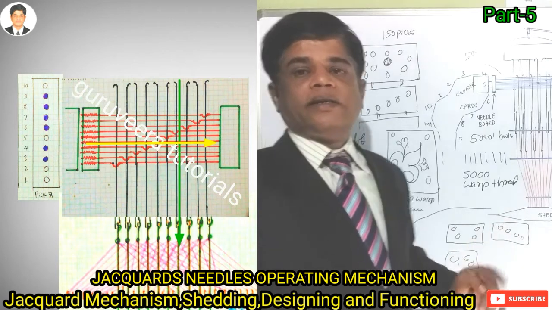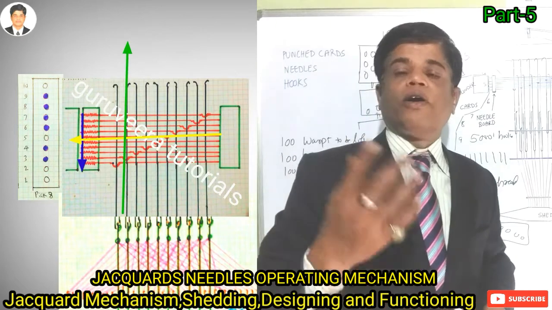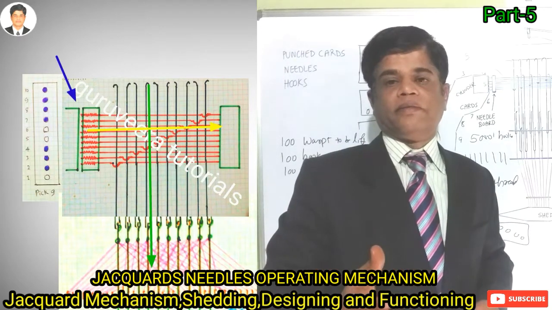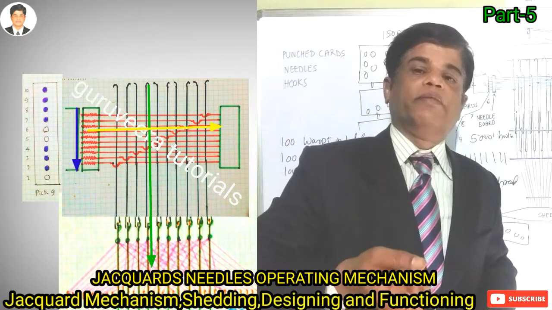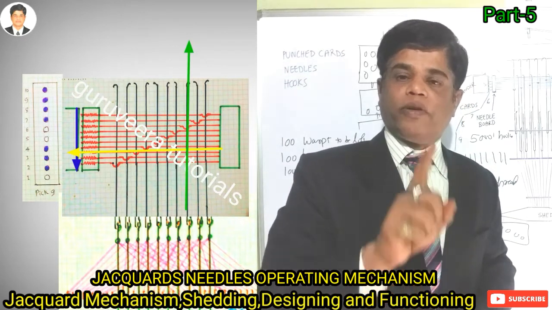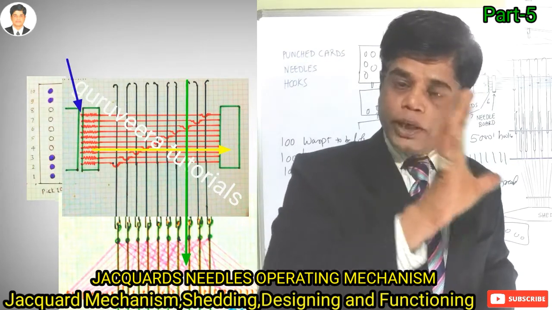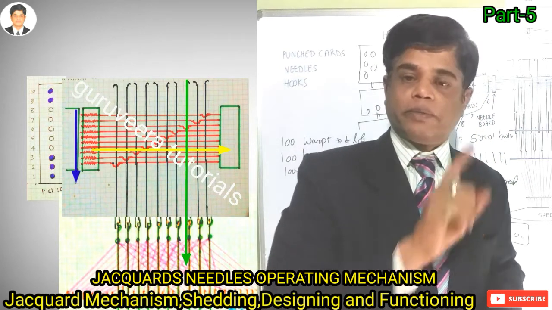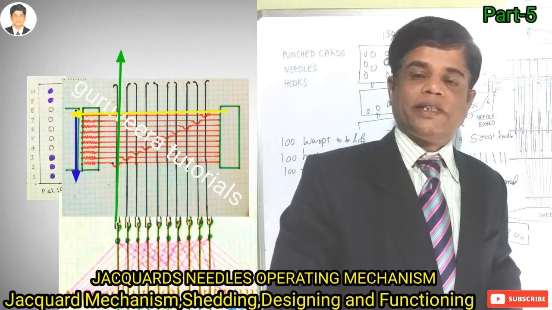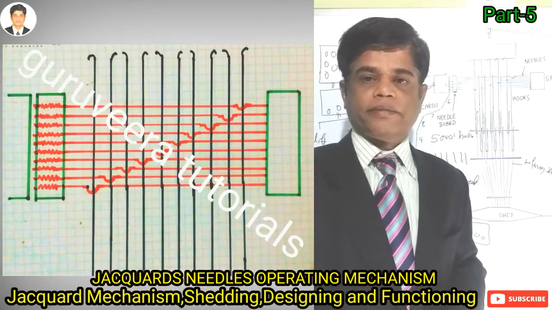In one card, sometimes 4 holes will be there, 5 holes, 10, 40, 50, 70, or sometimes 15 or 16. It depends on how many threads are to be lifted for a particular pick or for a particular shedding. That number of punch holes is punched in the particular card responsible for that shed. For that shed, that many holes are punched in the card.